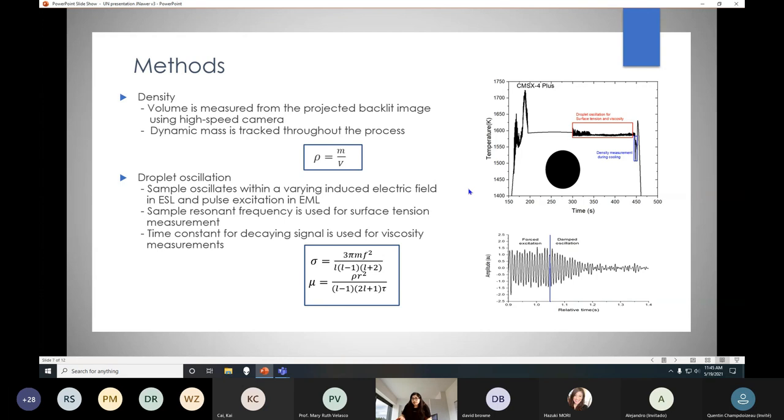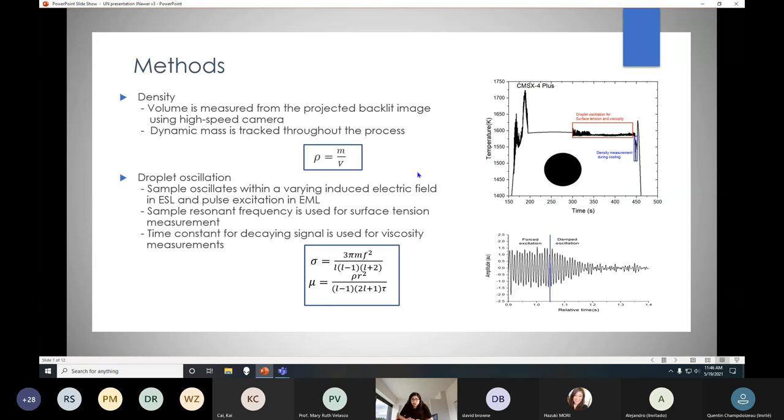The main data we get from these tests are temperature, measured using pyrometry, and the high-speed video camera recording. From the high-speed video camera, we can analyze each frame, which gives us the volume of the measured sample from the projected backlit image. We can also track dynamic mass throughout the process to account for any evaporation or mass loss. And then we calculate density from this information.